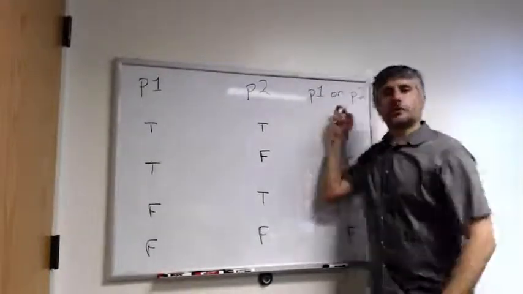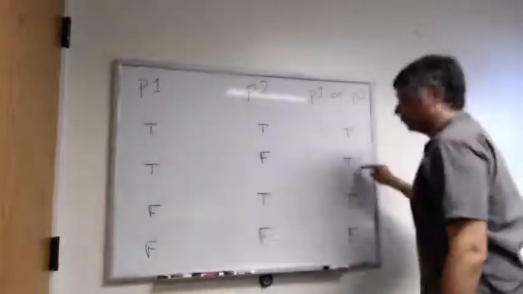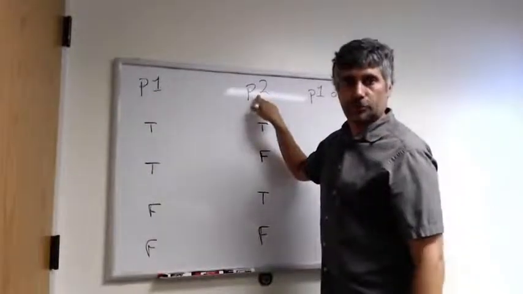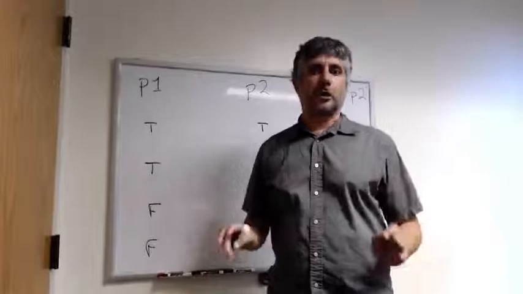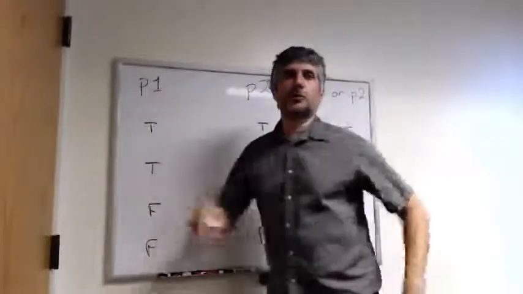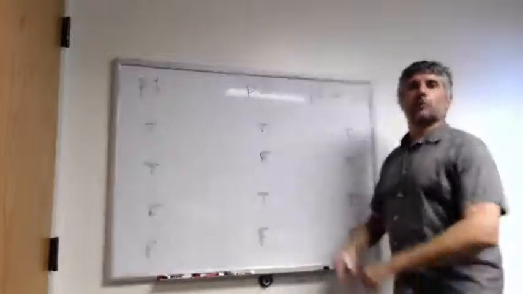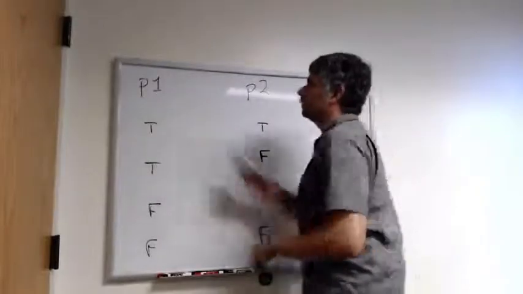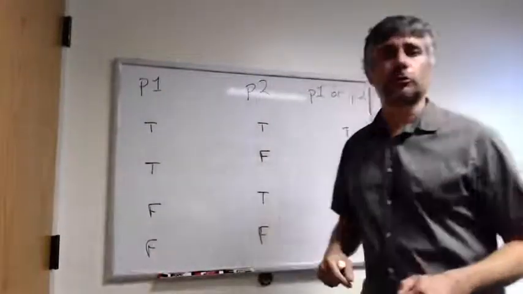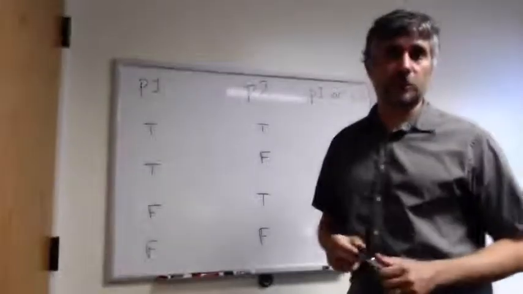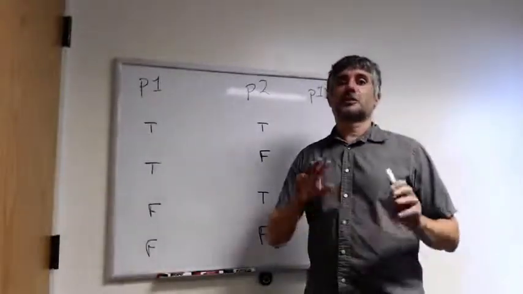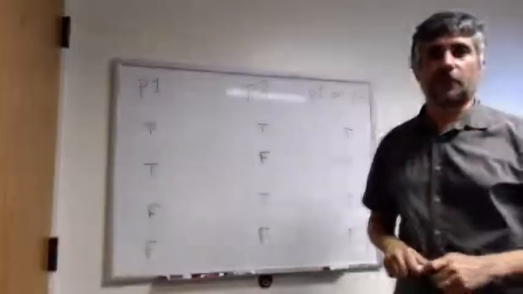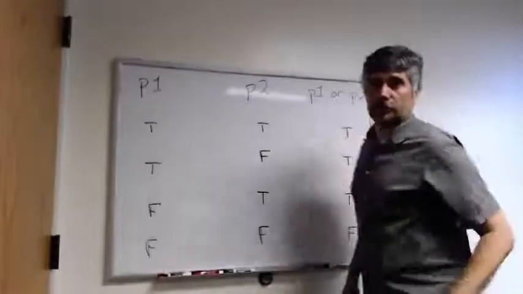That new disjunctive proposition is going to be true whenever P1 is true, and it's also going to be true whenever P2 is true. So unlike conjunction, where you need both of the two ingredient propositions to be true in order for the conjunctive proposition to be true, in disjunction, you only need for one of the two ingredient propositions to be true in order for the disjunctive proposition to be true. The disjunctive proposition is false only when both of the two ingredient propositions are false. That's the only time a disjunction is false.